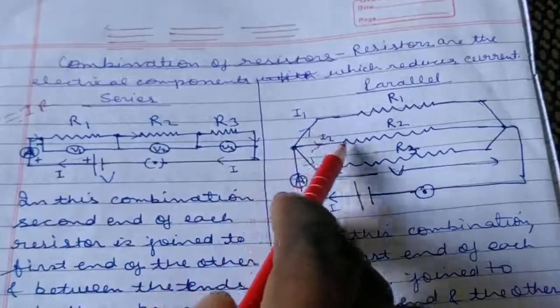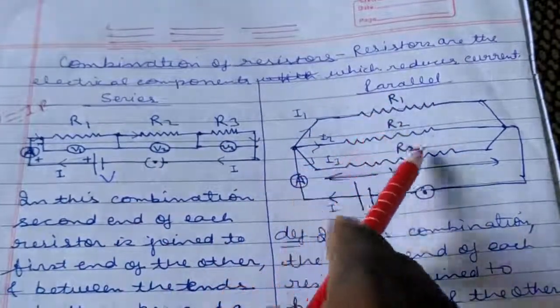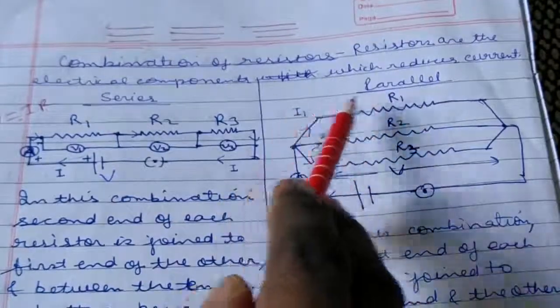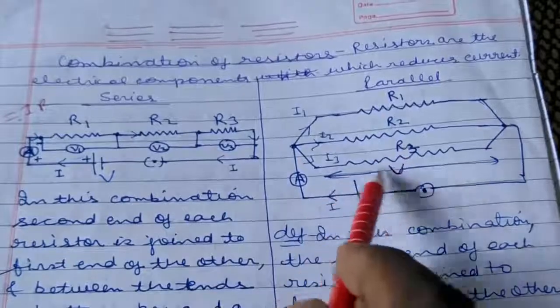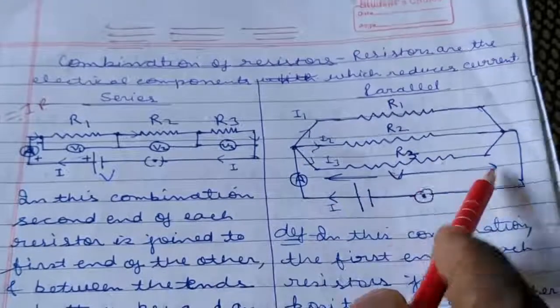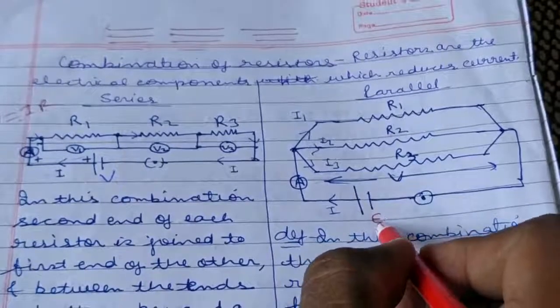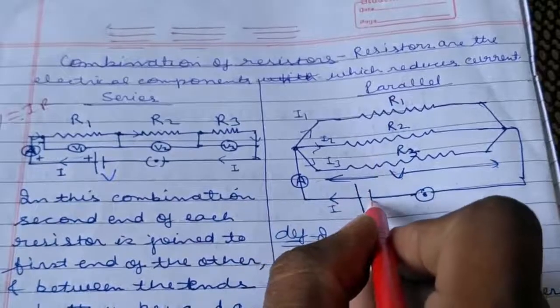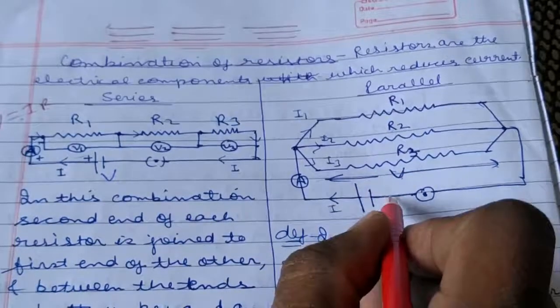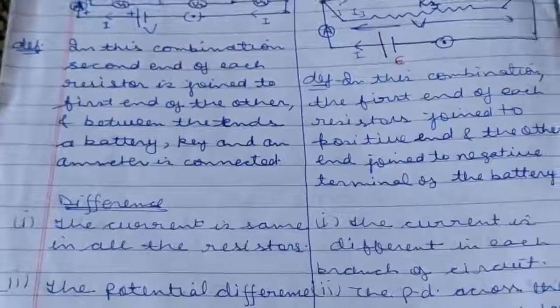While the current distributes in parallel combination according to the resistance in such a way that the products I1R1, I2R2, I3R3 remain the same, meaning the potential difference will be the same. If the cell EMF is E, then this E and V will be the same, but the condition is that the cell should be of negligible internal resistance. So the remaining differences are here.